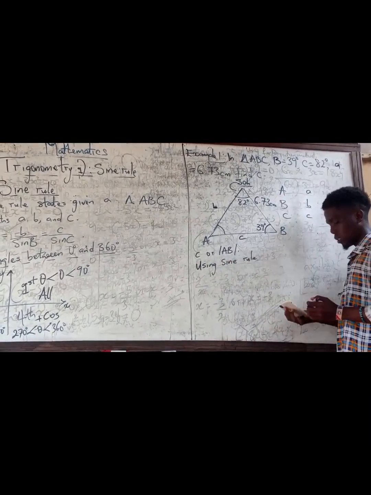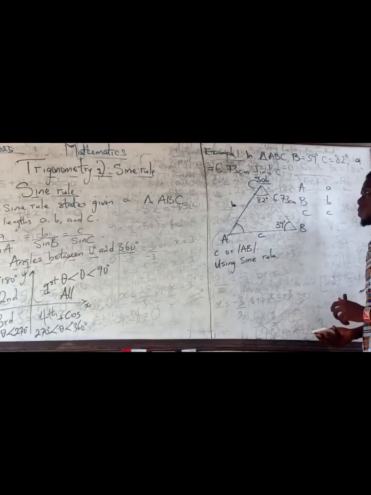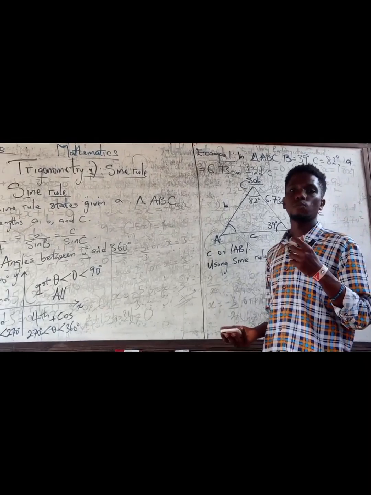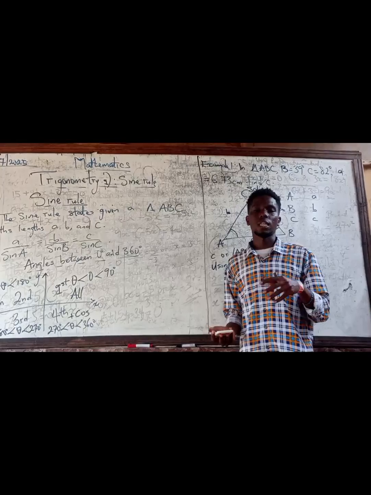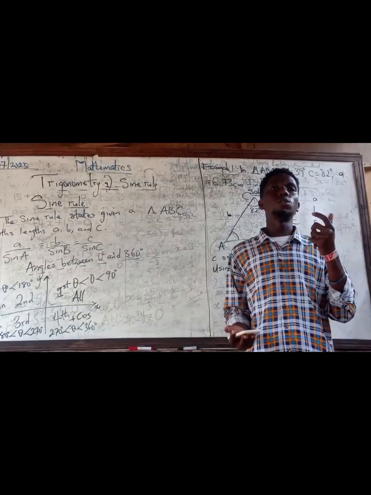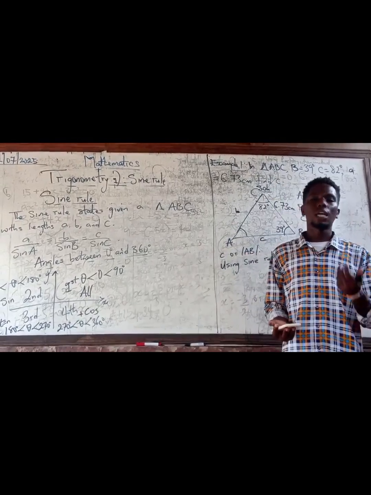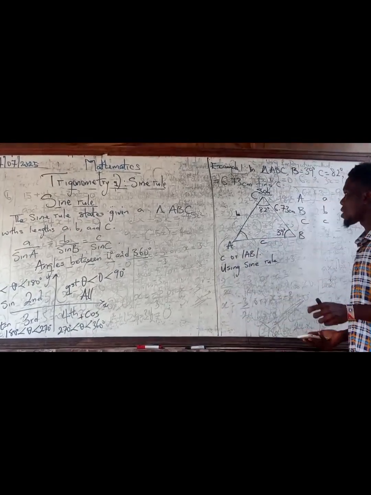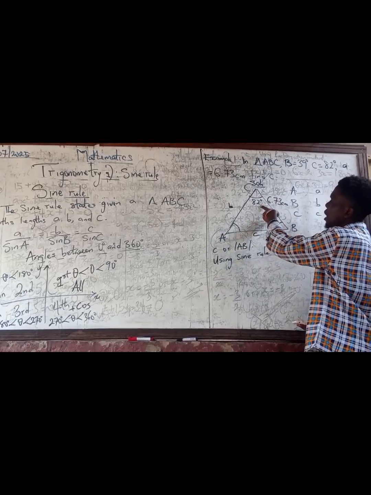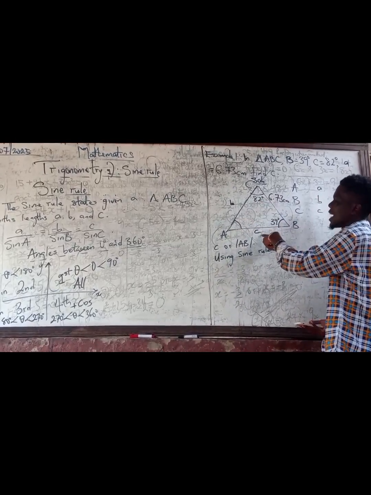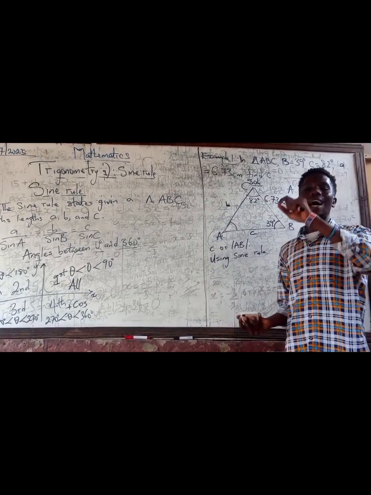And what does sine rule state? Now, before I go on with this, let us know something. There is a condition you have to know before you can use sine rule. Aside from the fact that sine rule is only used for triangles that are not right angle, another condition is that to use sine rule, you must have an angle and an included length. You must have what? An angle and an included length.